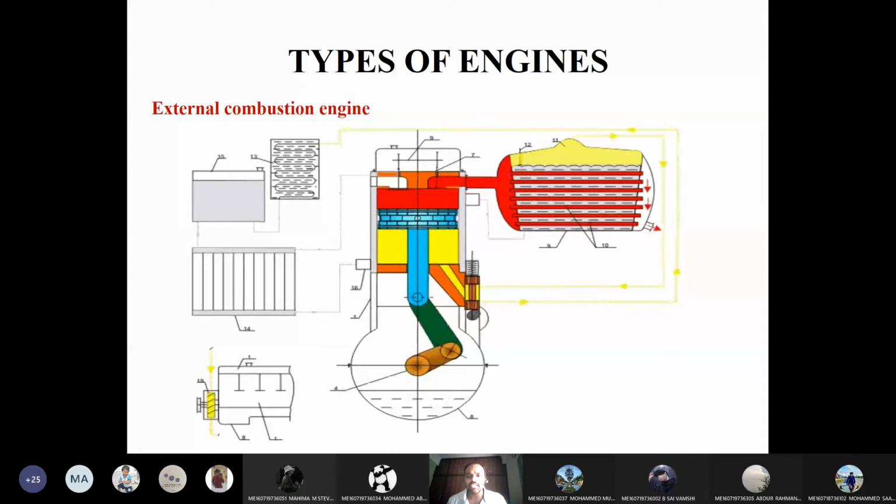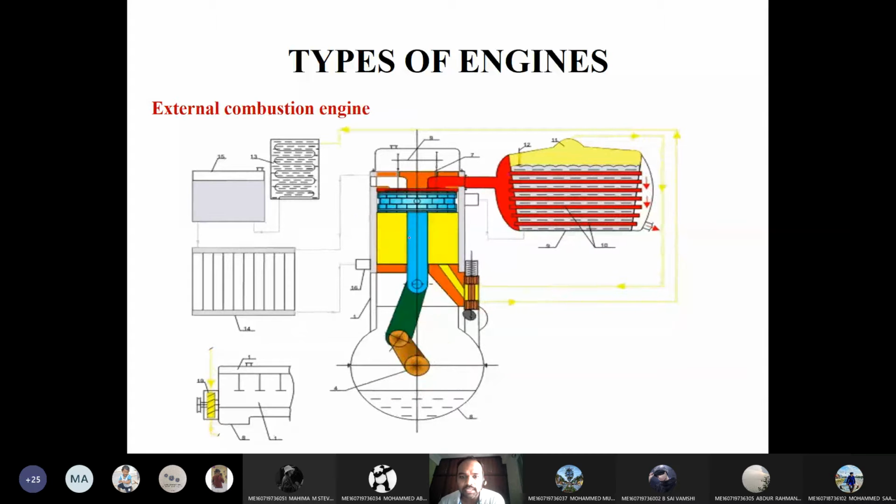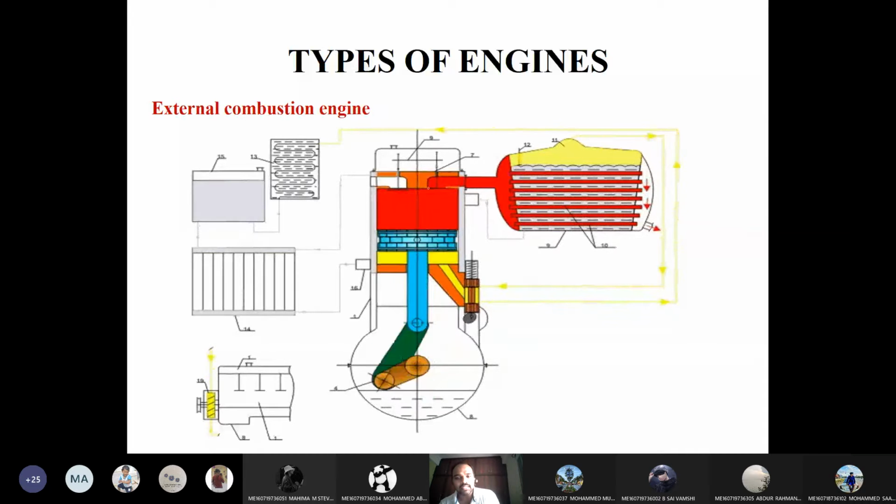This is also another type, the steam engine, which is also an external combustion engine. You can see here the condenser, evaporator, all the parts are there. Here you have the piston cylinder arrangement. The products of combustion, nothing but steam, are used inside the engine. This is also an external combustion engine.